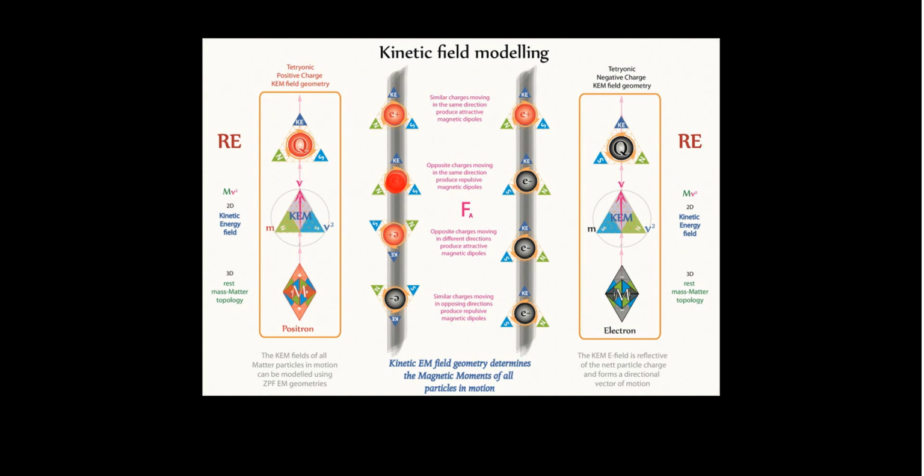proton does. The positron, an identical particle, exactly the same mass matter topology, will accelerate at exactly the same rate as the electron. Only thing is, it will accelerate in a different direction to the electron because it's made of a different distribution of charges. But again, the KEM field gives us mv squared for the energy that's applied to accelerate the particles. That energy is stored. It's not created or lost.